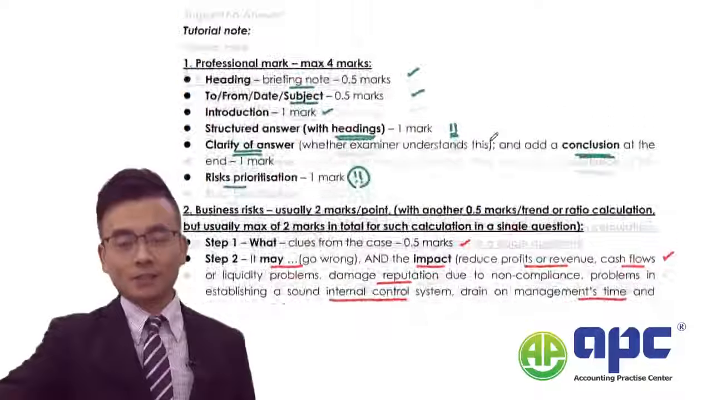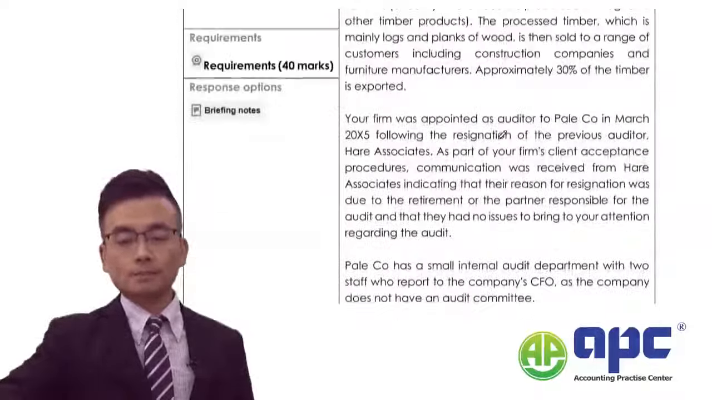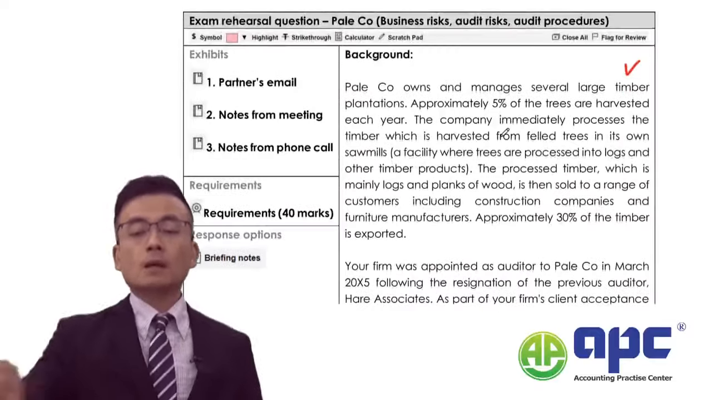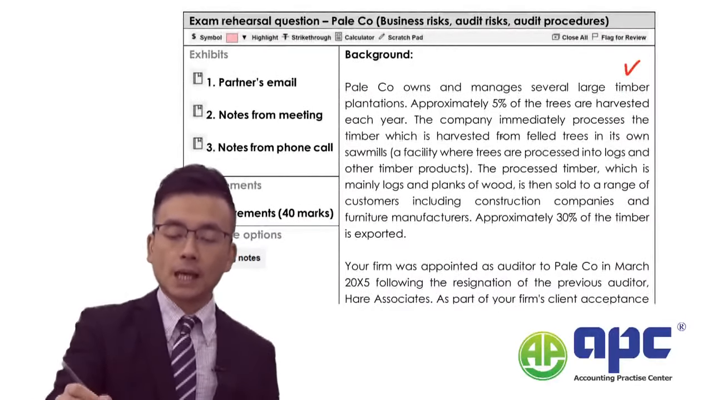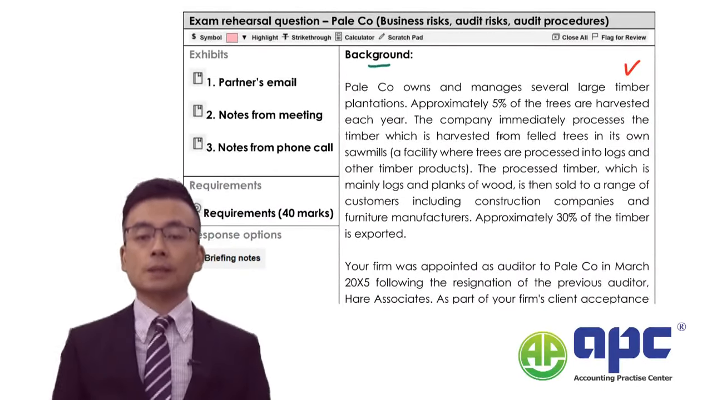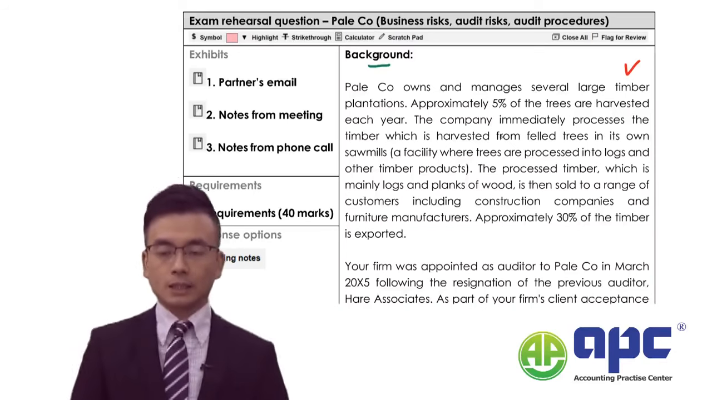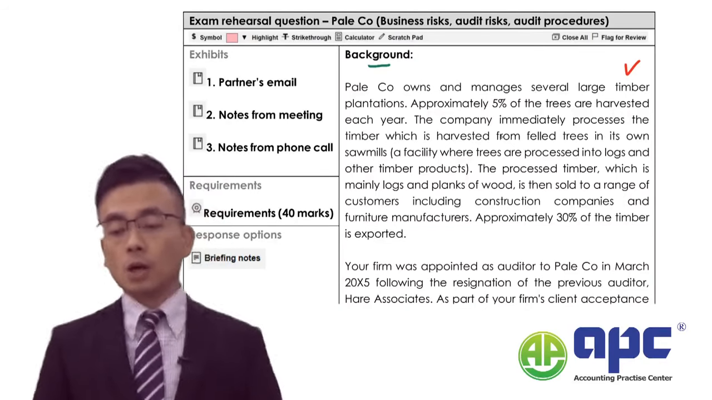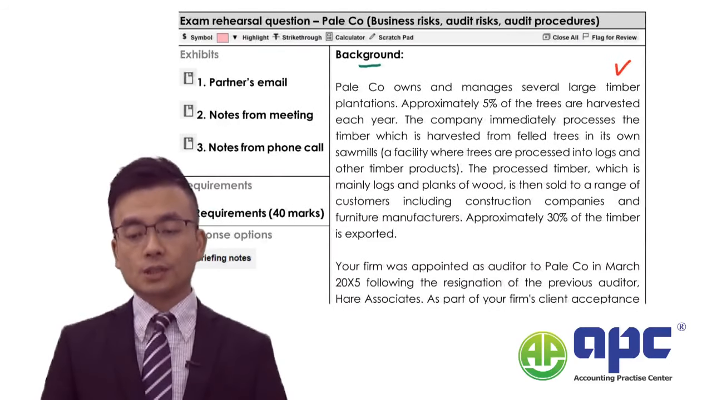And now let's dive into the case information. First of all then, looking at the background of the case, this is given by the examiner directly. Rather than clicking on the exhibit, they can see this background automatically. Perico owns and manages several large timber plantations.